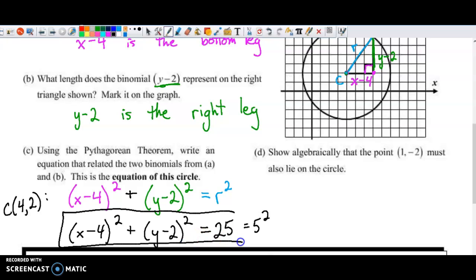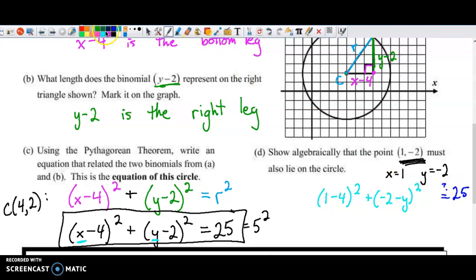And so what we can do is show algebraically certain points are on the circle. If we plug in 1 for x and -2 for y, we'll get a true statement. So what am I talking about is plug in 1 for x in this equation and -2 for y, and see, so here's my question, does it equal 25?